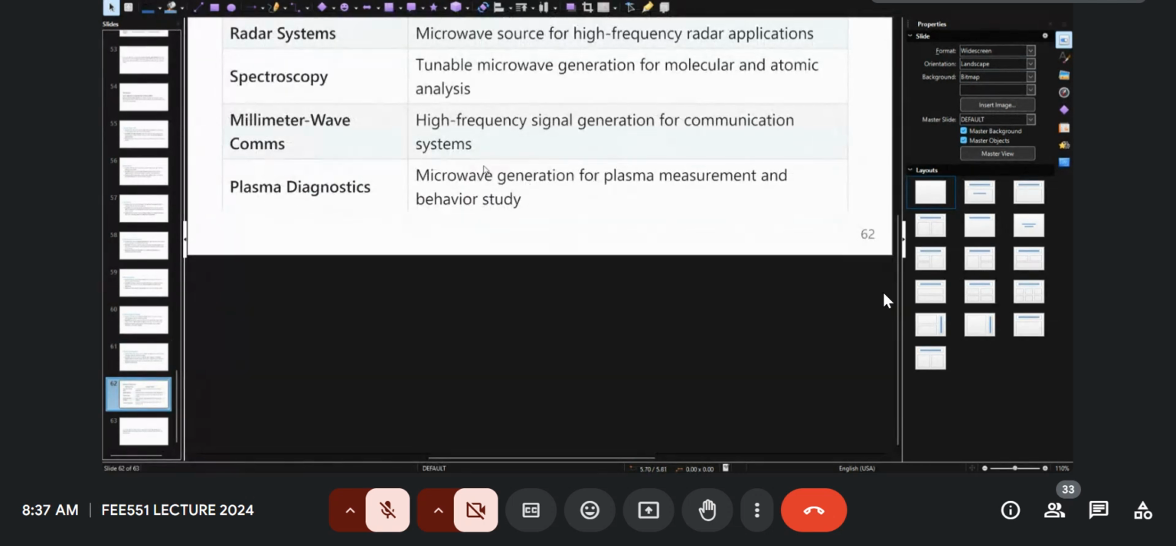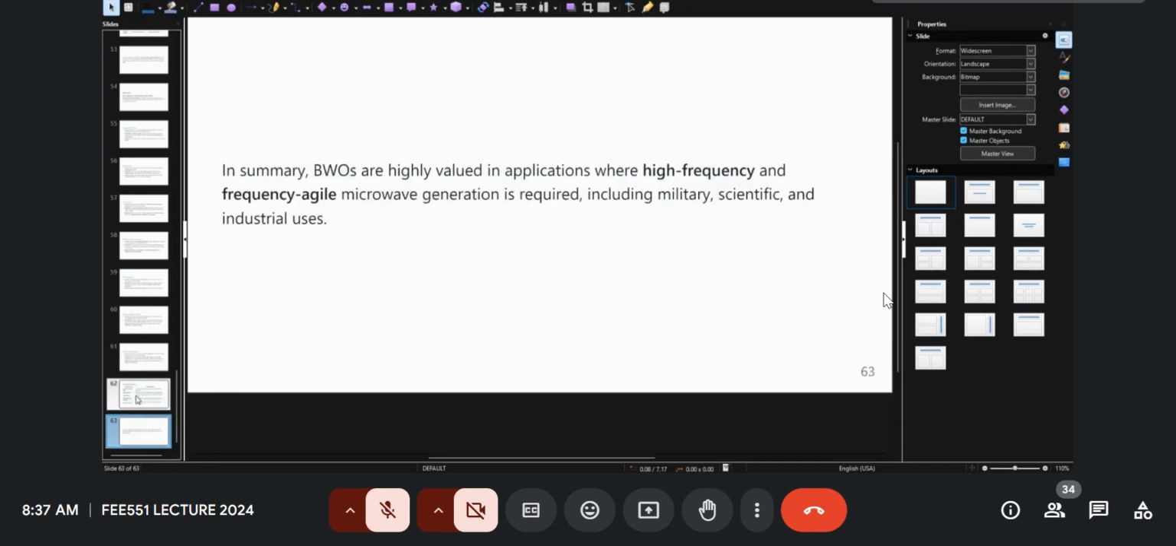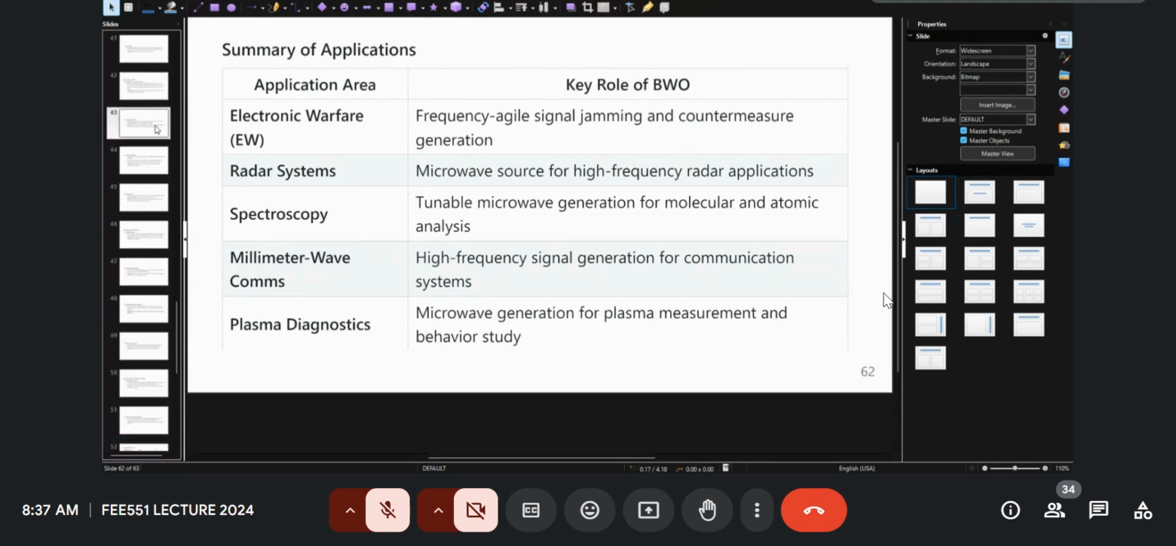So this is also a summary of what we've looked at: electronic warfare, radar systems, spectroscopy, millimeter wave communications, plasma diagnostics, and also research and development that couldn't fit on the screen. So they are found in so many applications in present time and also in the time past.